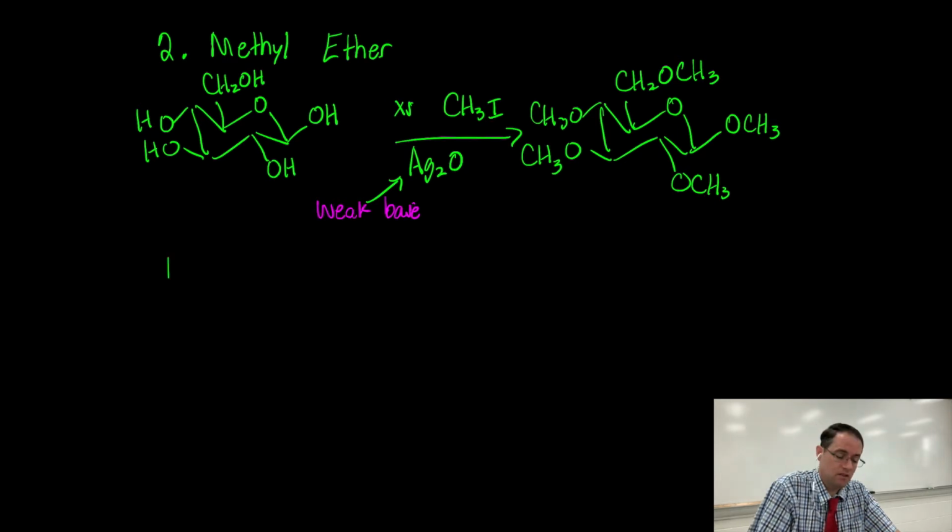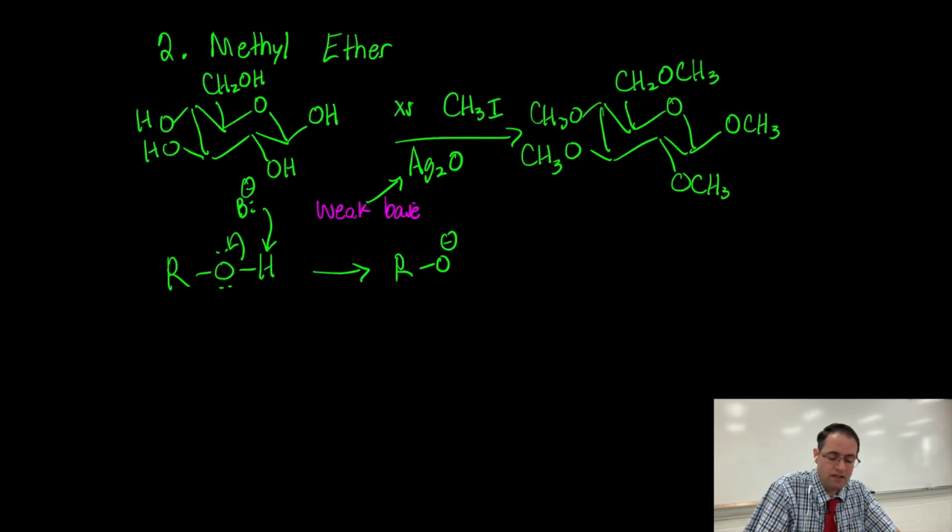Well, let's just draw what happens here. So you have your alcohol, okay? And then a weak base comes in. I'm just going to write B. We don't need to really worry about silver oxide and the structure of that. Base is going to come in, okay? And that's going to form your alkoxide, okay? And then, so that's the deprotonation step. And this is going to attack methyl iodide, okay?